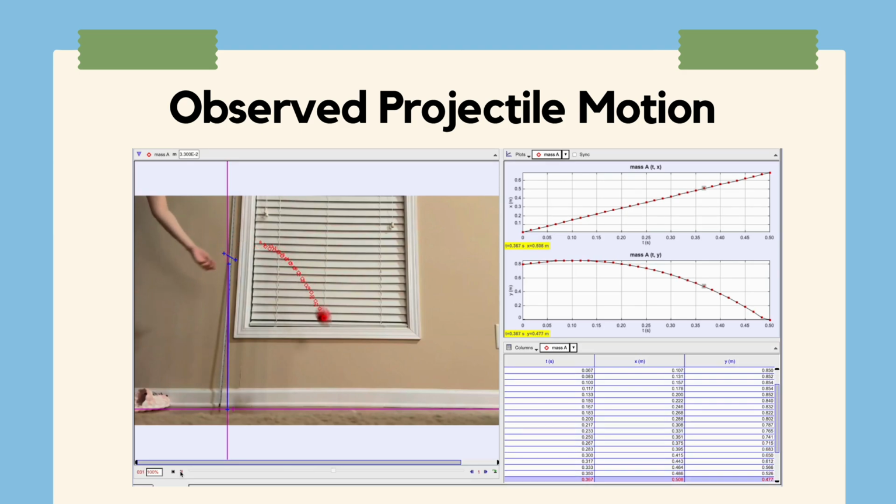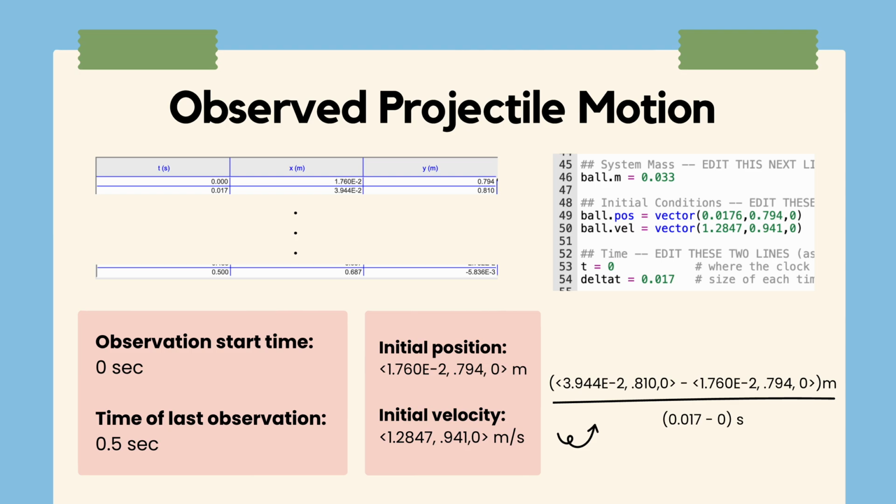This video that is uploaded to Tracker shows the trajectory of the object moving in projectile motion. The red dots highlight the center of mass of the object as it moves in each time frame. The surroundings of the system, such as the air resistance and gravity, all play a role in this observed motion. From the data collected from Tracker, I was able to find the initial position of the ball and the initial velocity, and I plugged this information into the code in GlowScript. Along with this, I also logged the ball's mass in kilograms and the start time and delta t, which is the size of each time frame.